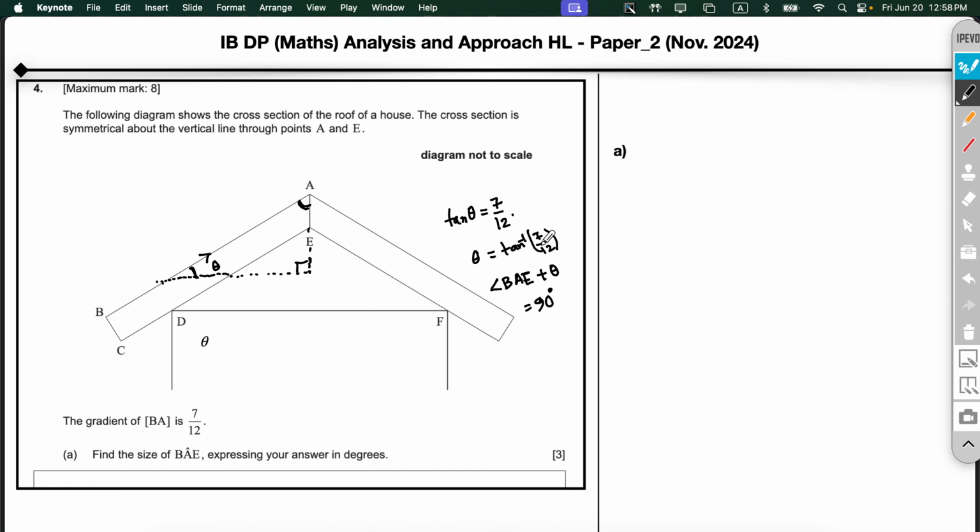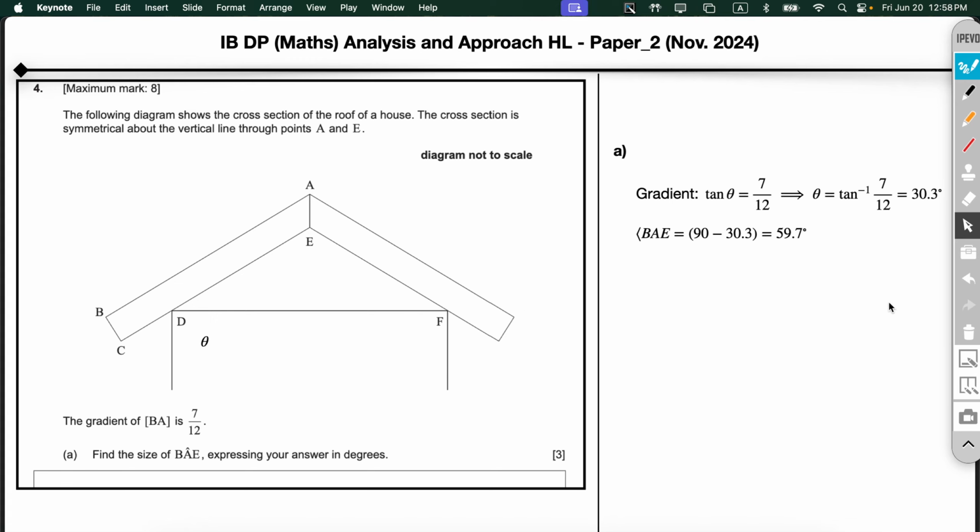Since we have found the value of theta, we can easily subtract that from 90 degrees to get the angle BAE. So let's just see what the answer comes out to be. Firstly, theta is tan inverse 7/12. This is 30.3 degrees. And the angle BAE is 90 minus 30.3, which is 59.7 degrees. So this question continues.